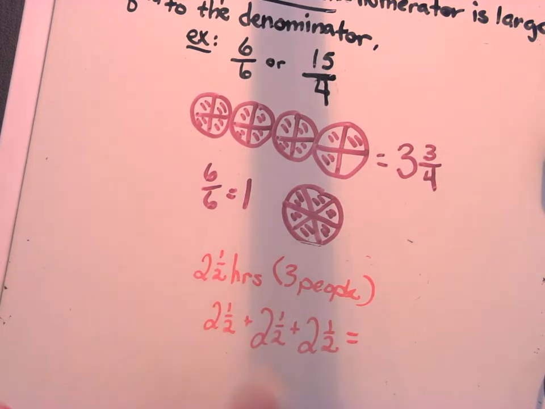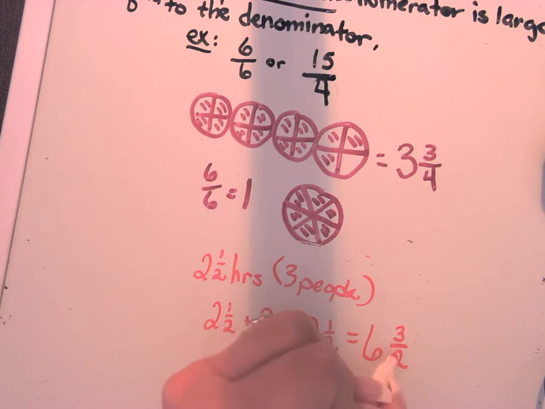So if we add them up, we add our whole numbers here. We have 2, 4, 6. We have 6 hours. And then we have 1/2, 1/2, 1/2. So we have 1, 2, 3. 3 as my top number, 2 as my denominator. So here we can see pretty easily that I can get one group of 2 out of 3 halves, right? Because we say how many 2's can we get out of 3? Well, we can get 1. So I'm adding one group onto there. So now I have 7.